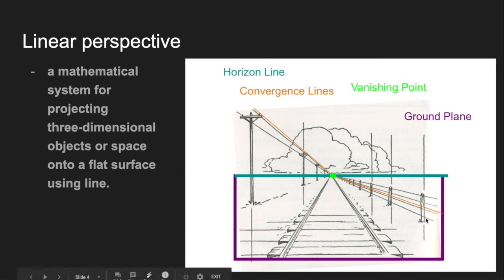This is the ground plane. So the ground plane just refers to the earth, the ground, whatever surface that it appears that you're able to walk upon.